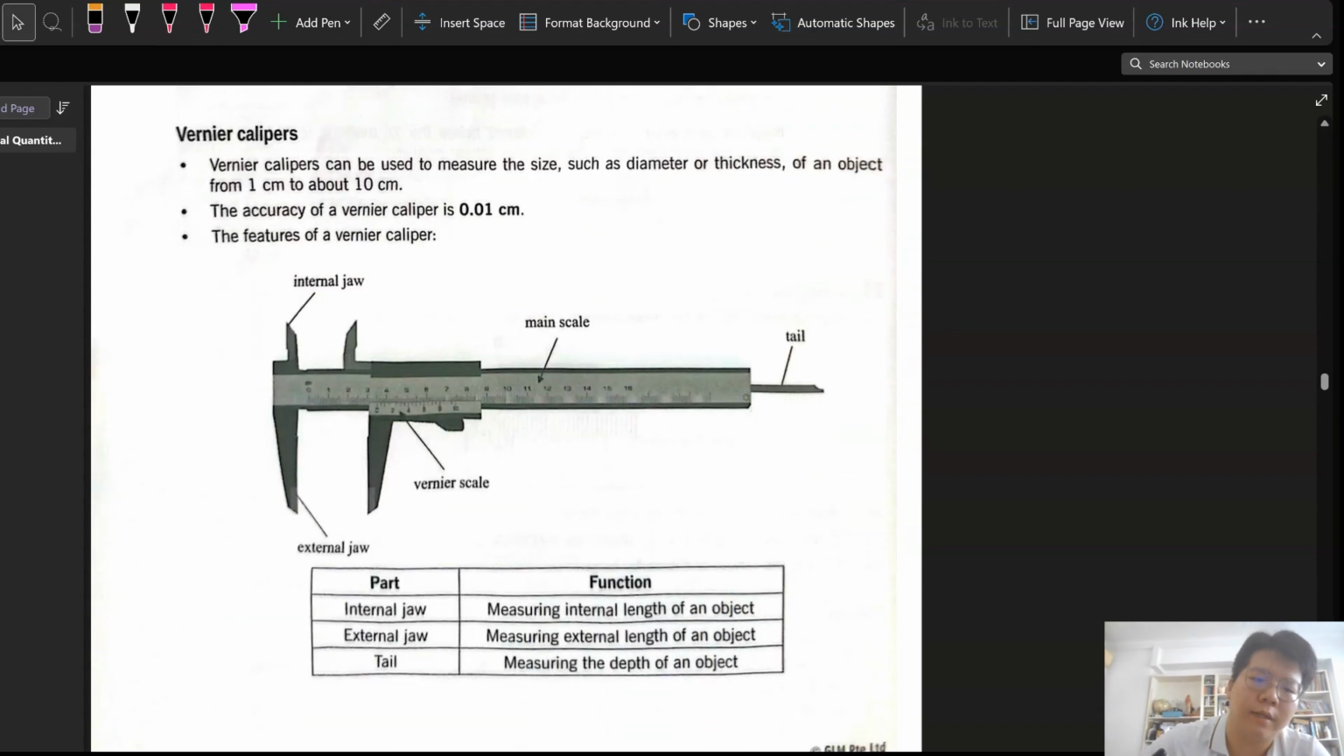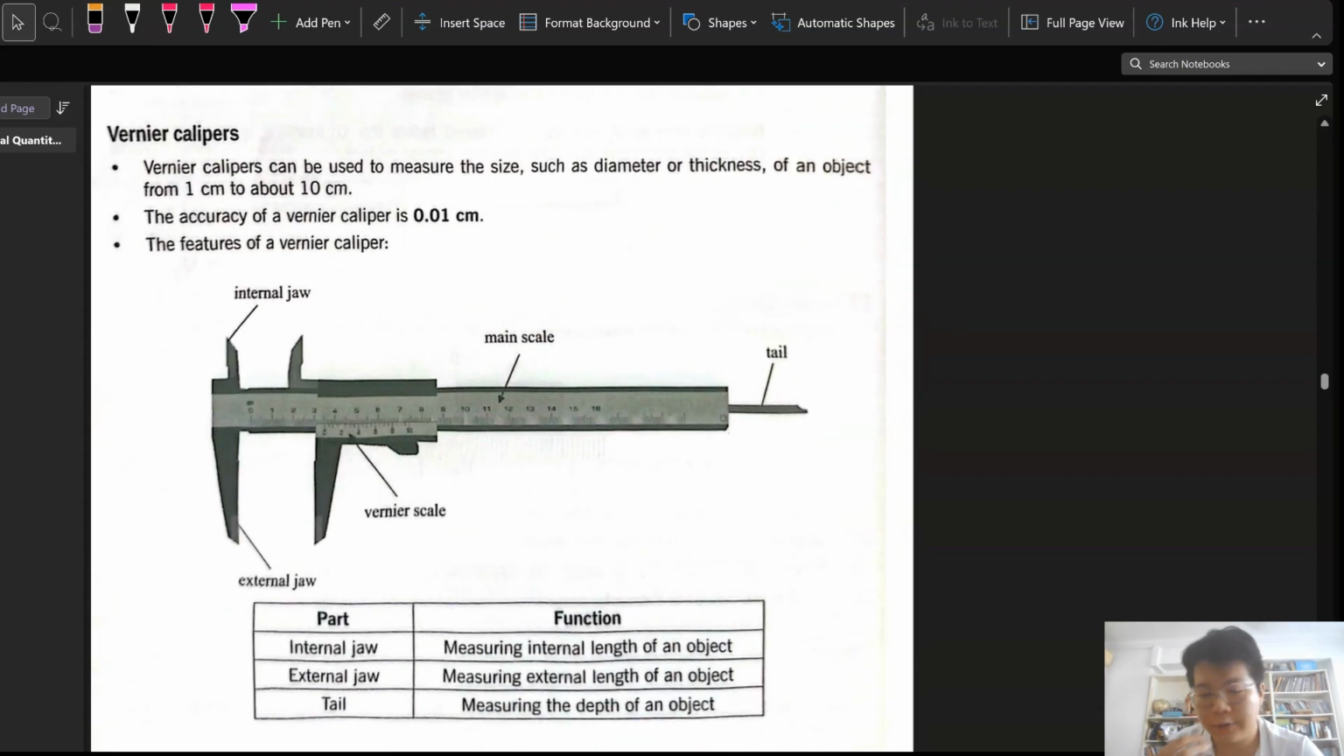So now let's go to our vernier caliper. Vernier caliper, this you guys should be familiar. I think set 2 probably covers this already. Your vernier caliper accuracy is actually 0.01 cm. So for digital vernier calipers, it is 0.001 cm instead. So take note if the question is asking you for manual vernier caliper or digital vernier caliper.